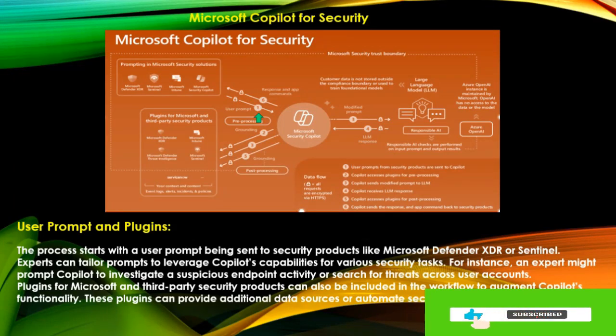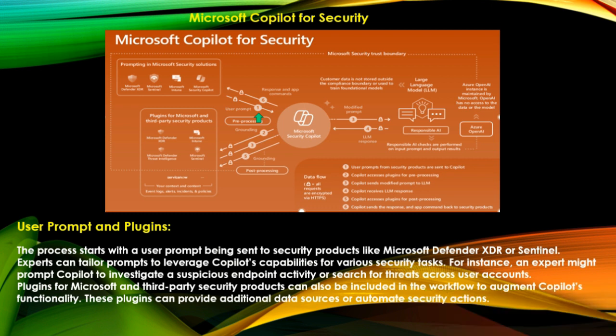Microsoft Copilot for Security, User Prompt and Plugins. The process starts with a user prompt being sent to security products like Microsoft Defender XDR or Sentinel. Experts can tailor prompts to leverage Copilot's capabilities for various security tasks. For instance, an expert might prompt Copilot to investigate a suspicious endpoint activity or search for threats across user accounts.